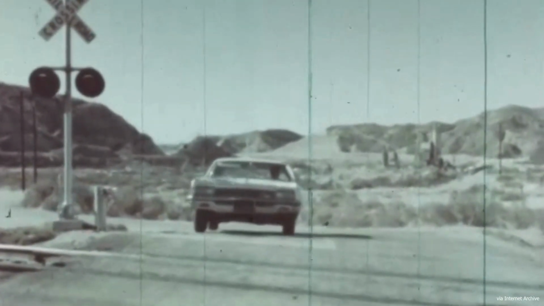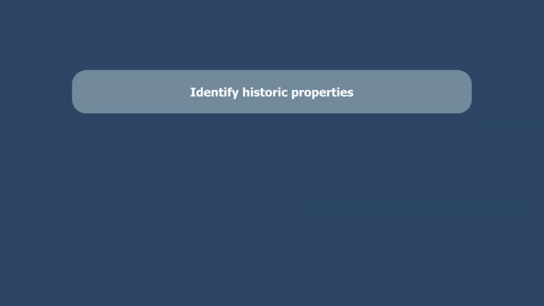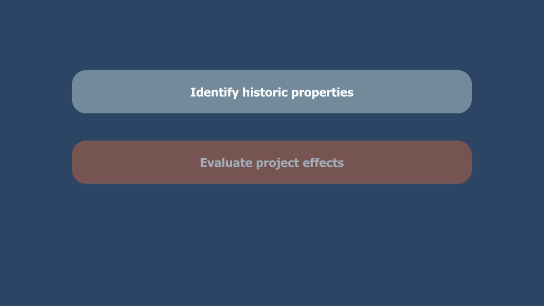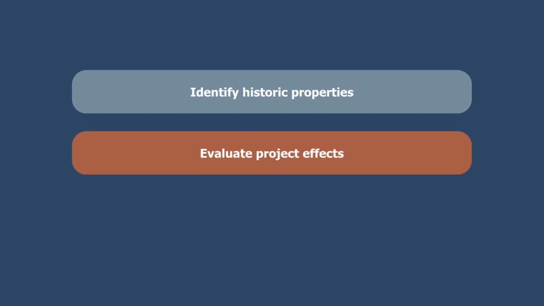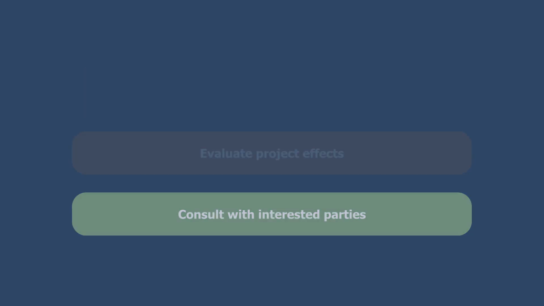It does not mandate the preservation of every historic resource, but it does require federal agencies to identify historic properties, evaluate how projects may affect them, and consult with the State Historic Preservation Office, tribes, and the public to seek ways to avoid, minimize, or mitigate harm. In this way, Section 106 balances progress with the responsibility to protect the nation's heritage.